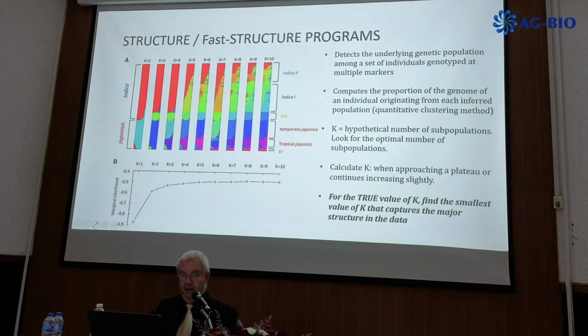Now, the K value, which is very important to calculate, is approaching a plateau rather than continuing to increase. Here you can see if you have K1, all the rice. K2, you have the distinction between Japonica and Indica. Here is also the third one, Australian, and so forth. So if you increase the number of Ks, you see that the number of subpopulations increases. But that is not workable. You won't actually go beyond about 6 or 7, because here the plateau is, the increase is very horizontal. You don't see many more subpopulations. For a true value of K, you find the smallest value of K that captures the major structure of the data.